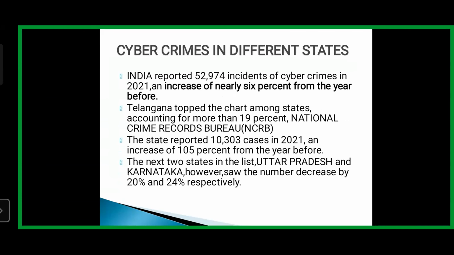Cybercrimes in different states. Considering 2021, Telangana has topped in cybercrimes. We will check the daily life. Yearly, 6% of cybercrimes are increased. In the states of Uttar Pradesh and Karnataka, cybercrimes decreased by 20% and 24% respectively.